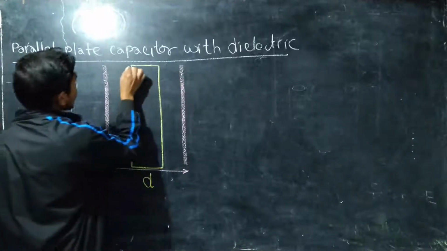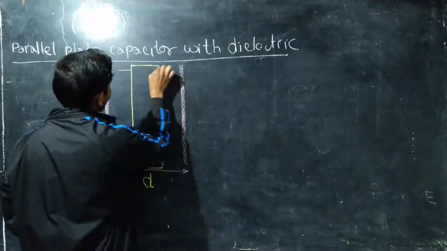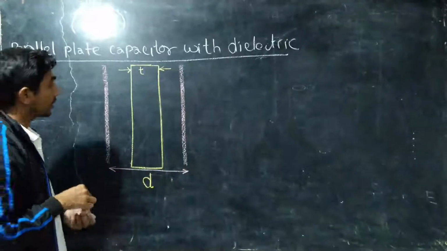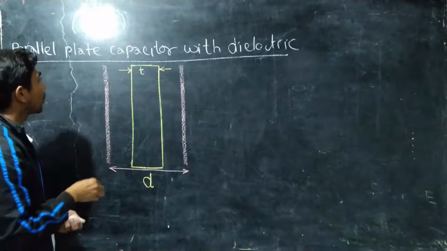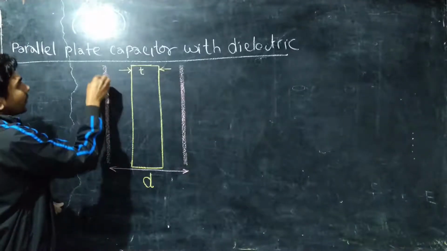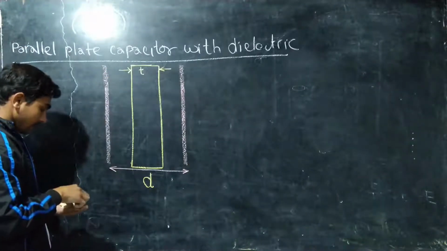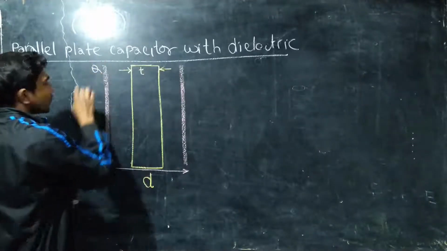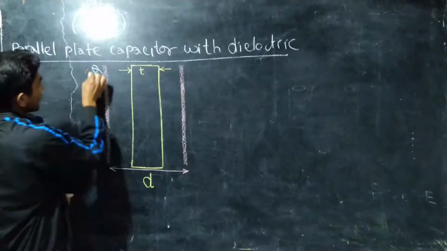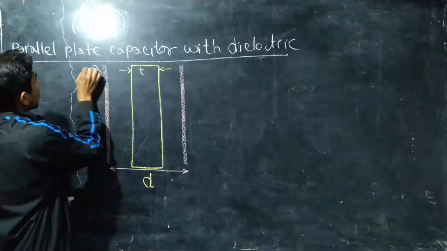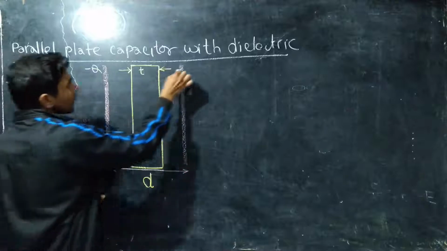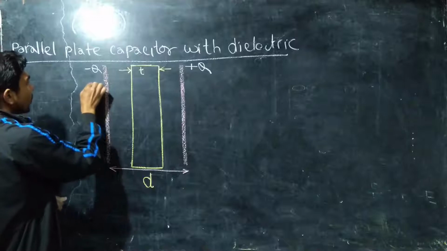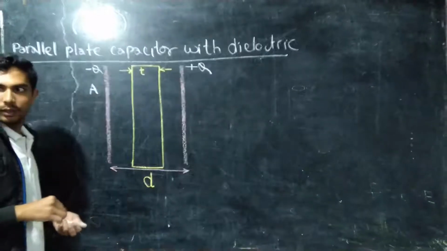This dielectric material has a thickness. How much thickness? T. T is the thickness of the dielectric material. Now, suppose this plate has charge minus Q, and this plate has charge plus Q, and the area of the plate is A.